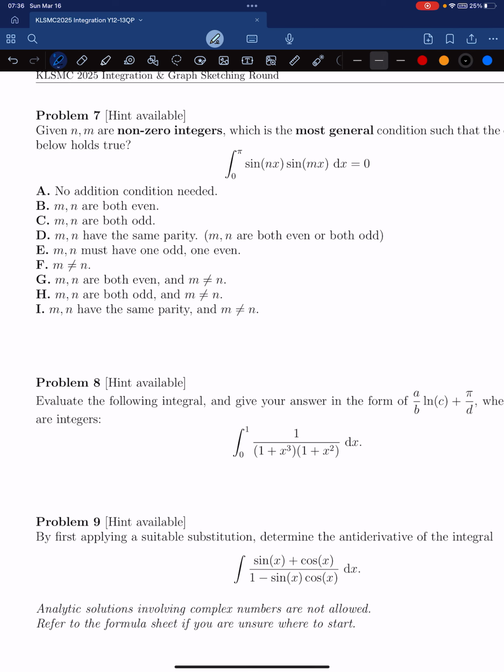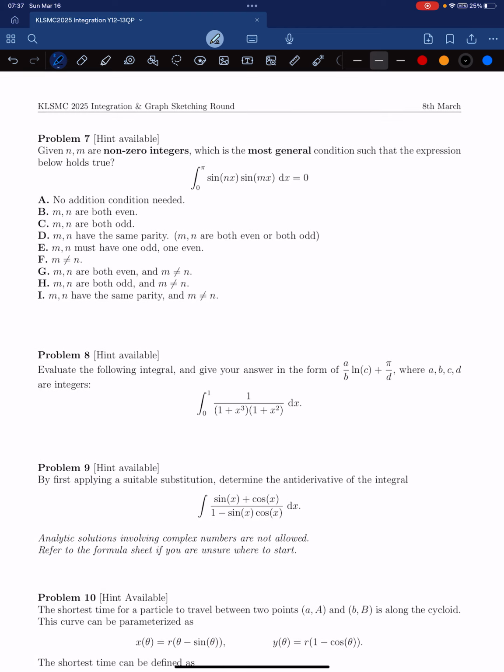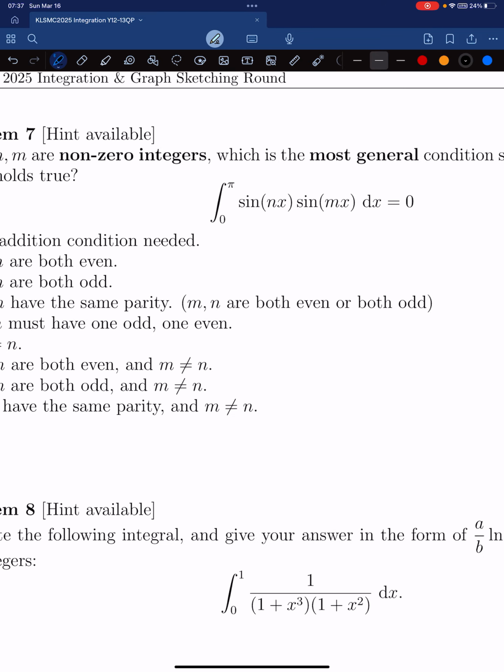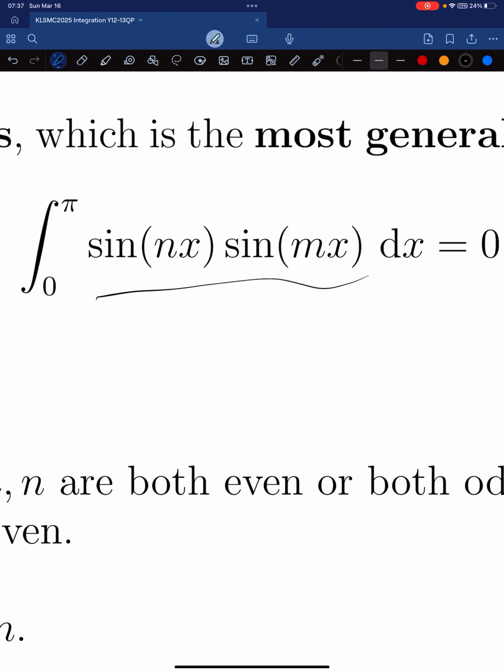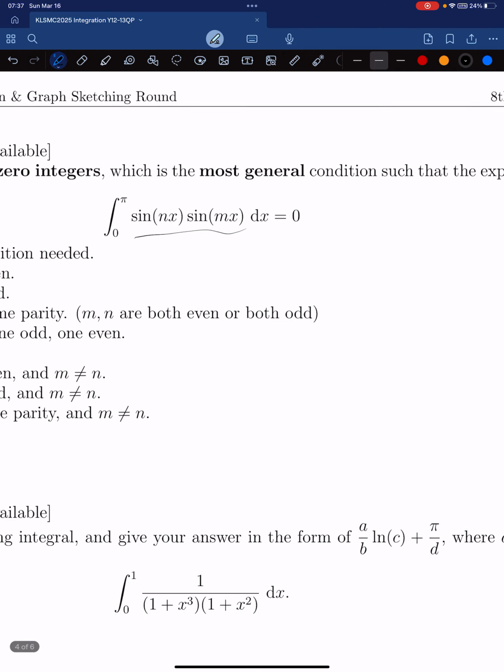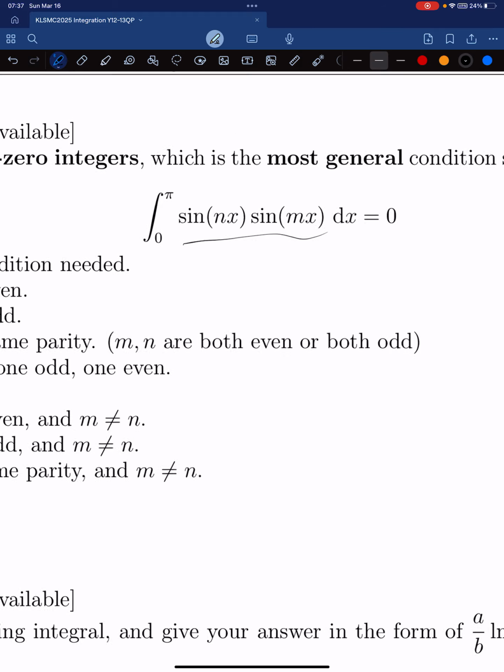Right, problem 7. Given n and m are non-zero integers, which is the most general condition such that the expression below holds true? Just by looking at this, I personally cannot find any way of integrating it. I definitely need to do some manipulations with the integrand to a form that is simple to integrate. But how can I do that?